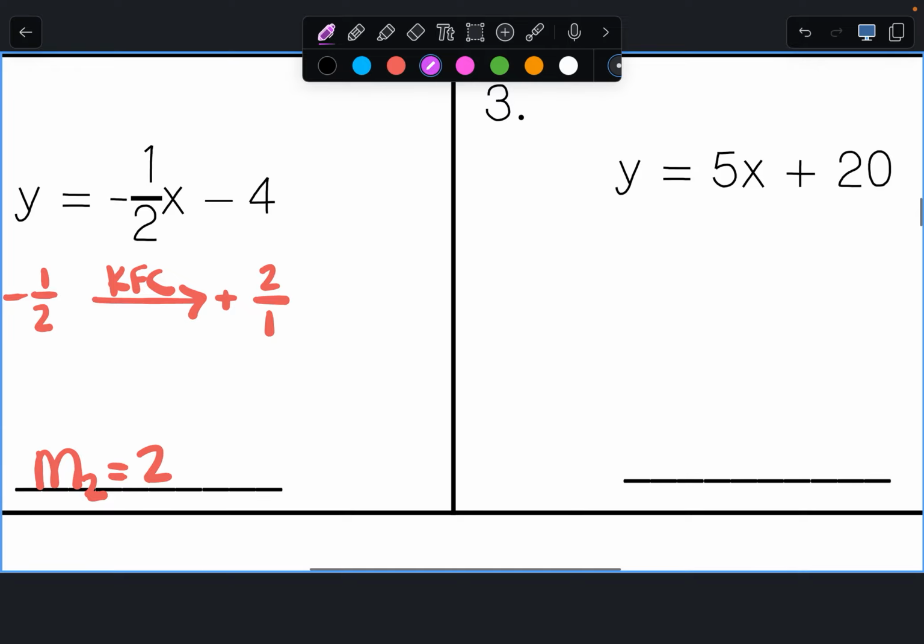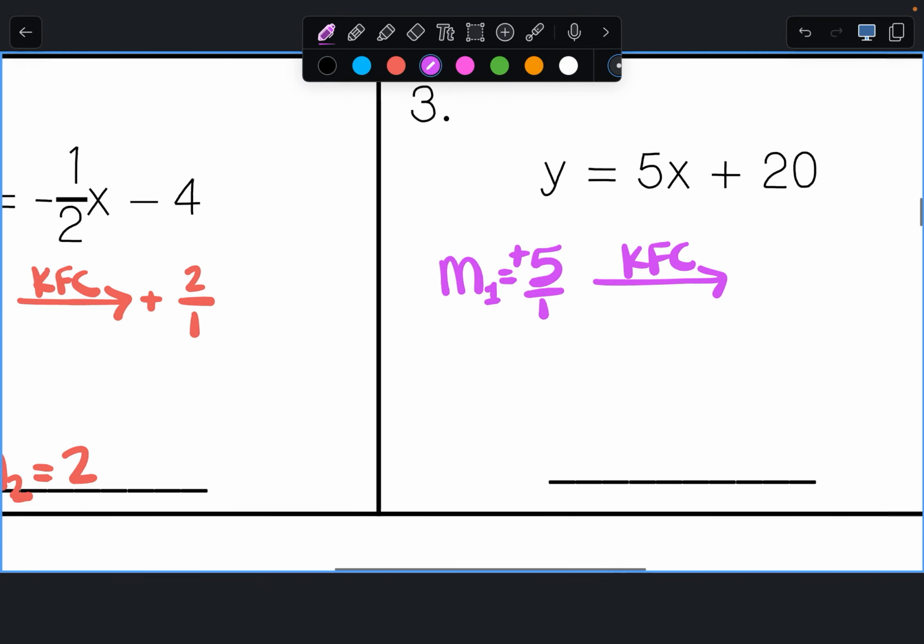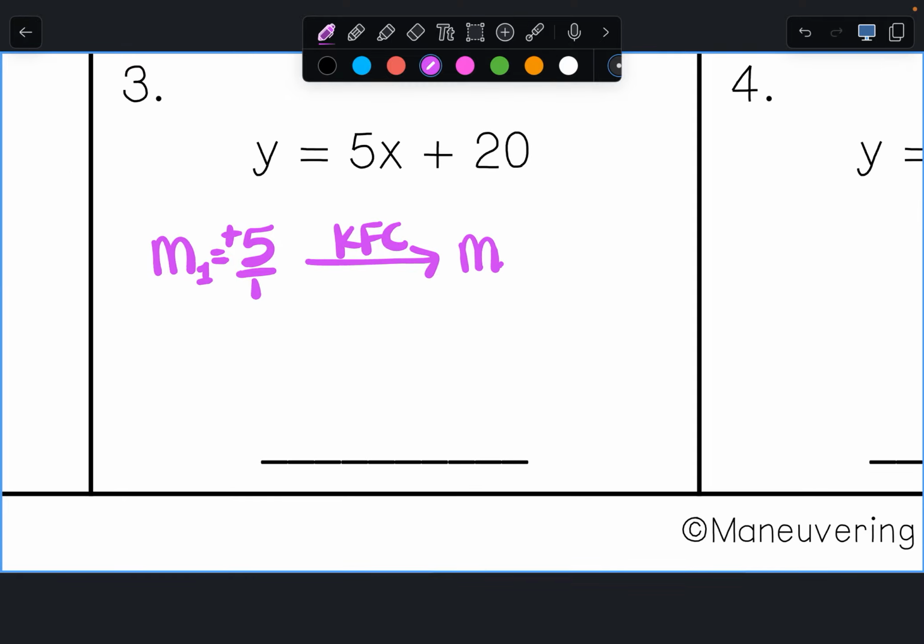What is the slope of the original line? Now, because we need to keep, flip, and then change, we need something to flip. How do you change this into a fraction? You put a 1 under it. This is a positive slope, so now we can use KFC to change it to its perpendicular slope. When we flip these numbers, it becomes 1 over 5. A positive becomes a negative.